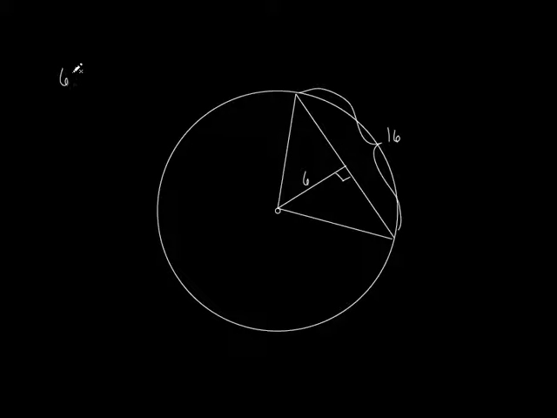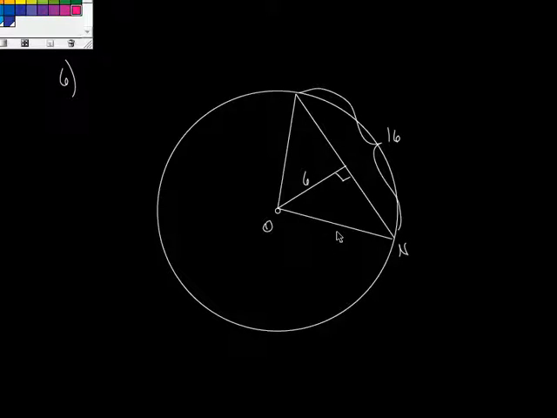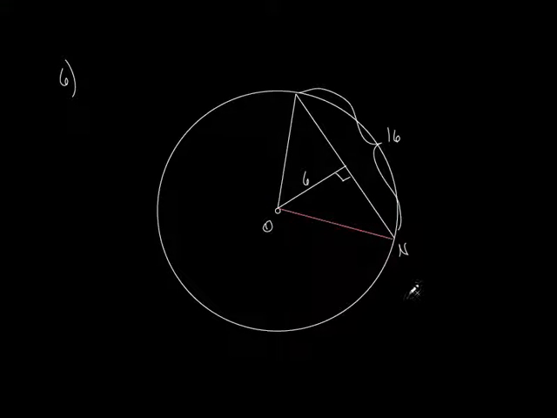Okay, here's number 6. Here's all the stuff that they give you. They have it labeled, but I just filled it in for time. So let's take a look at this. What are we trying to find? We're trying to find the measure of ON, which is the radius of the circle. That's O, and that's N. So that's what we're trying to find right there. Everybody see that?